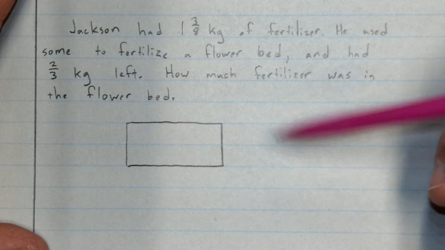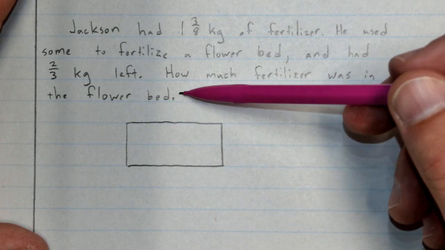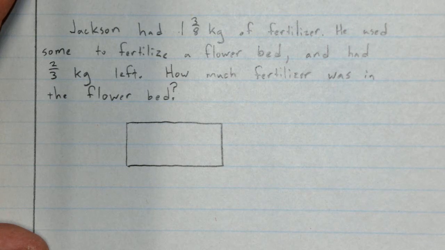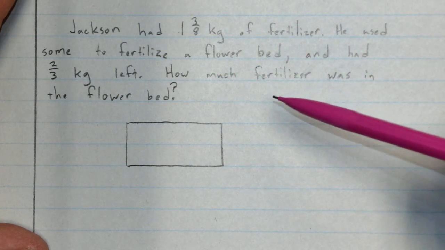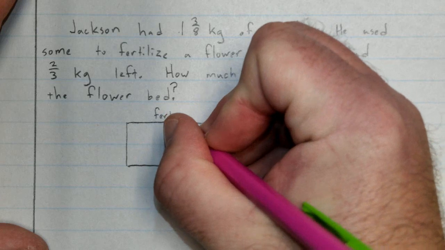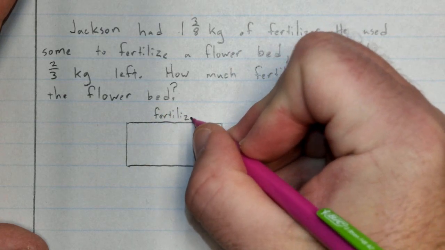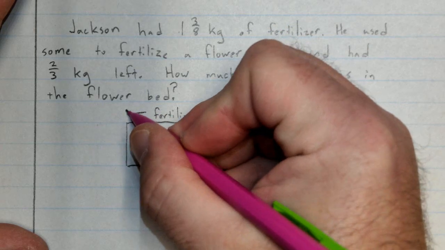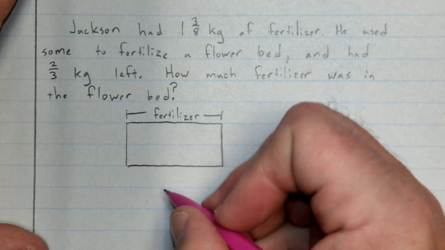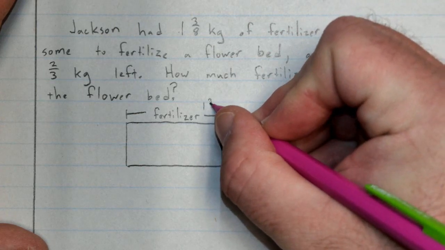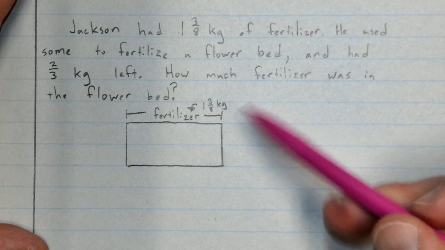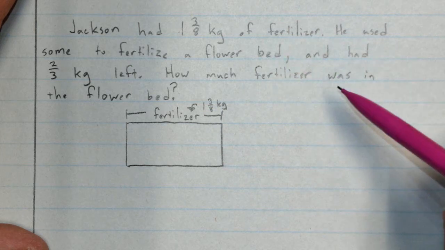And actually, let me be careful there, because I said visualize the flower bed, but really, for shame, Mr. Landre, get those question marks. What we're really trying to see is the fertilizer. This tape diagram is going to represent all of the fertilizer. All of the fertilizer, 1 3/8 kilograms. In fact, I can even put 1 3/8 kilograms right here.